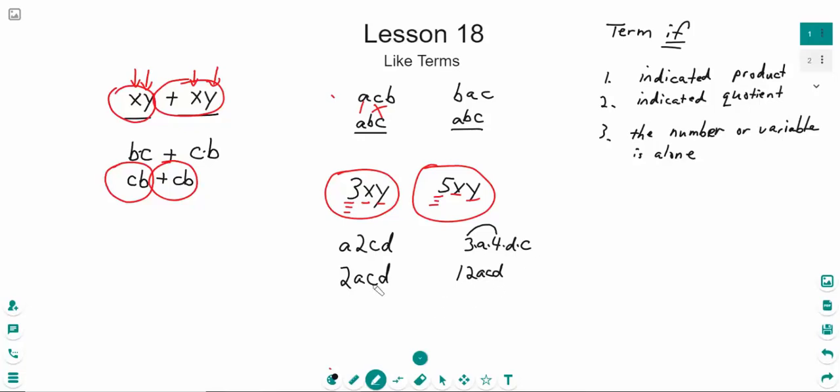So now we've got both of them in standard form, and we can look at it and see if they're like terms, and in fact they are. This is a 2 with an ACD. This is a 12 with an ACD. The variables are in the same form. They're the same variables. Therefore, these two are like terms. All right? So hopefully that makes sense.